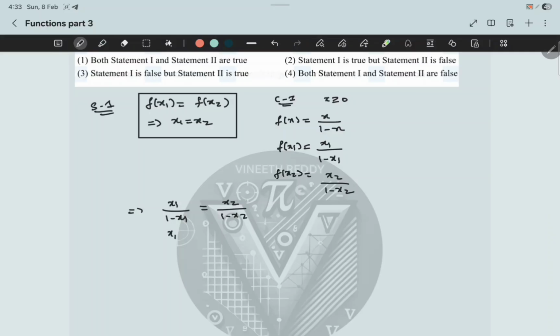If I cross multiply, I get x1 minus x1 x2 is equal to x2 minus x1 x2. So these two terms get cancelled. We get x1 equals x2. So if x is positive, we can notice that the function is 1 to 1.